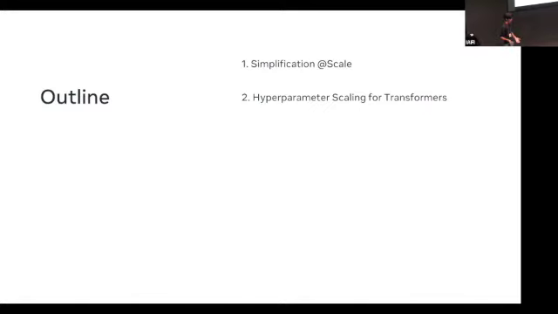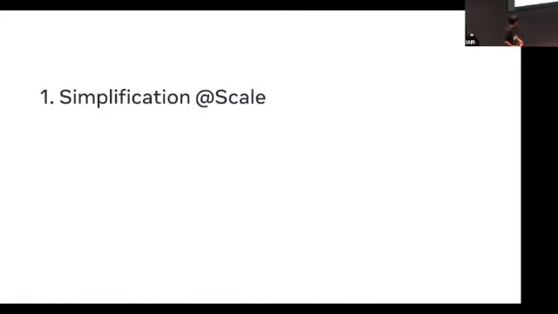Okay, so this talk will be pretty short and hopefully simple, and the outline is pretty simple. First, I'm going to talk about simplification at scale, meaning that when you have a large network, as Chen just described, there are many simplifications that happen. I'm going to quickly review that, and then I'm going to dive into how this could be used for training transformers more efficiently. And please ask questions in the middle, don't wait until the last 10 minutes.